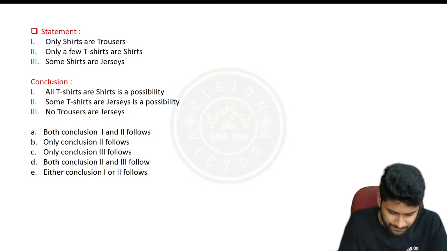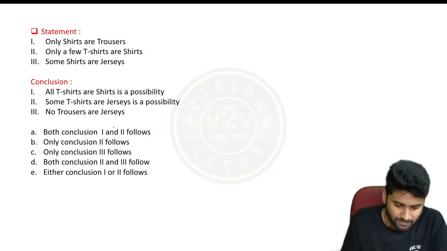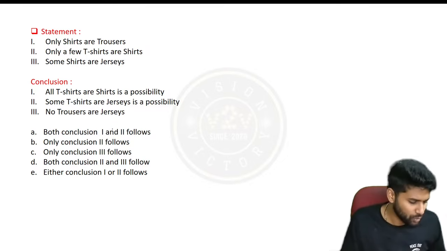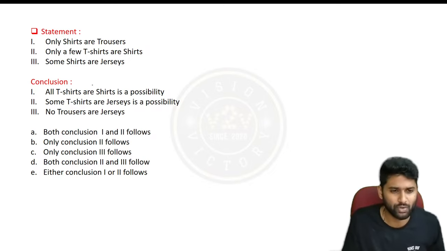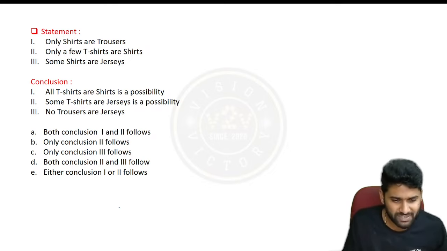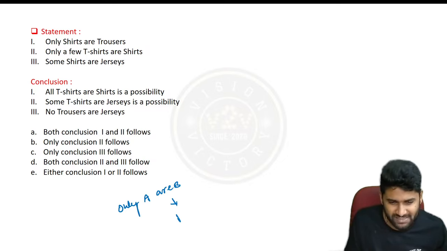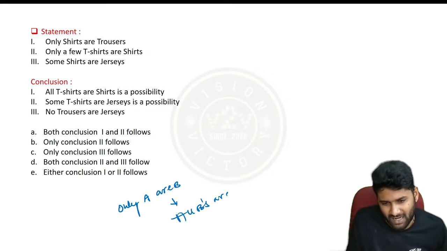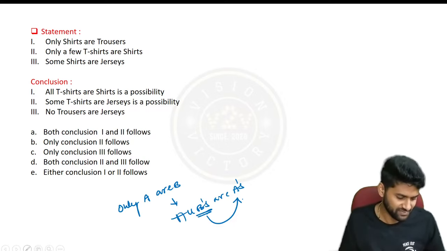Try this question. Guys, only means that it belongs to that object only. Only shirts or trousers. Let me tell you one piece of information here. Only A's are B's is represented as all B's are A's, and remember that B belongs to A. You should understand that information in this way.